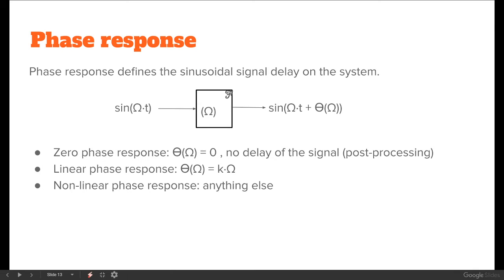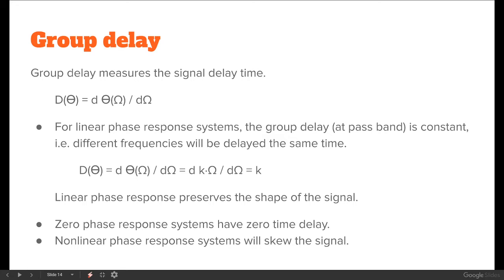Okay, so that was about the phase response. Directly from phase response, there's a measure of signal delay time, which is just the derivative of phase response, derivative over the frequency. That gives you the time delay. And for a linear phase response system, if you derive k times omega, d(k omega) divided by d omega would be just constant k. So it's just constant time delay.